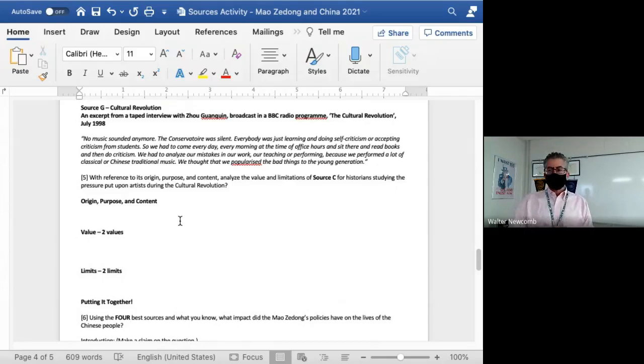So when you look at doing an OPVL, we first want to figure out the origin, purpose, and the content. That is going to help us figure out the value and the limit. And when we do a value, we can quickly do a limit on that value. Same thing, and we'll be able to get this taken care of. All right? So anyone in here want to read just that little excerpt? Go ahead.